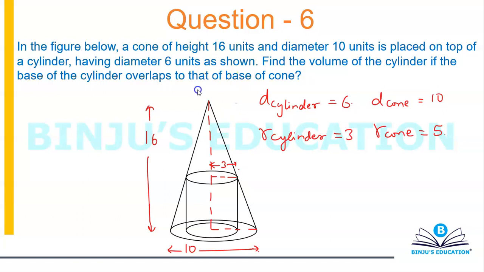Let's name them also. This is A, let's call this point B, let's call this C, let's call this D, this is E, and this is F. Find the volume of the cylinder if the base of the cylinder overlaps to the base of the cone. Alright, now how can we solve this question?